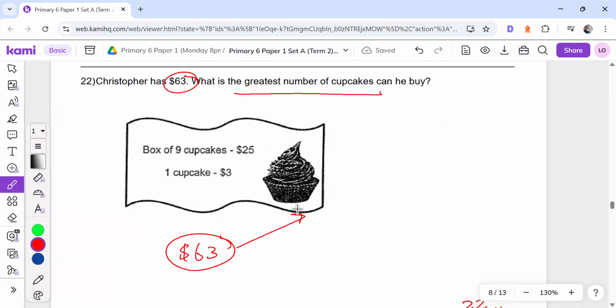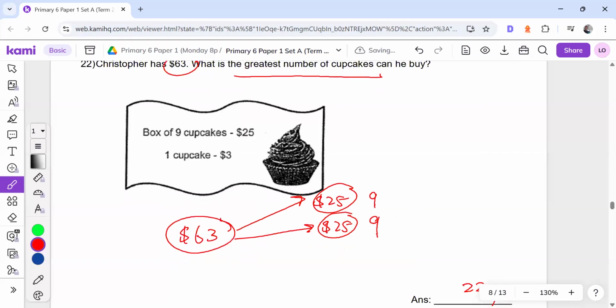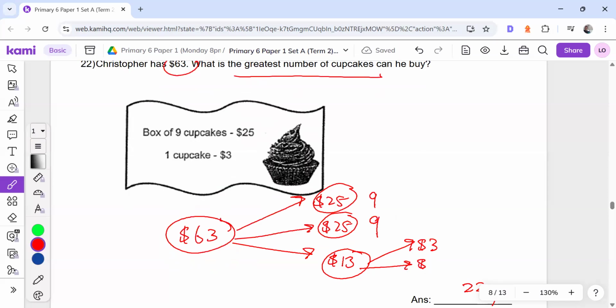So you should buy boxes. So you pay $25, you buy nine cupcakes. You buy another box, you buy another nine. So you got $50 already. So how much is left? I still got $13 left. Okay, with the $13, how many cupcakes can you buy? You can buy one cupcake, which is $3. Then another one cupcake, another one cupcake, another one cupcake.